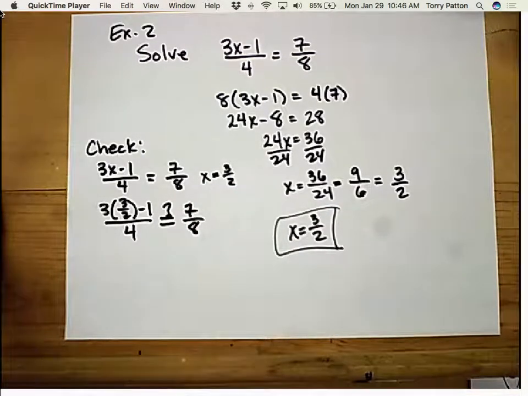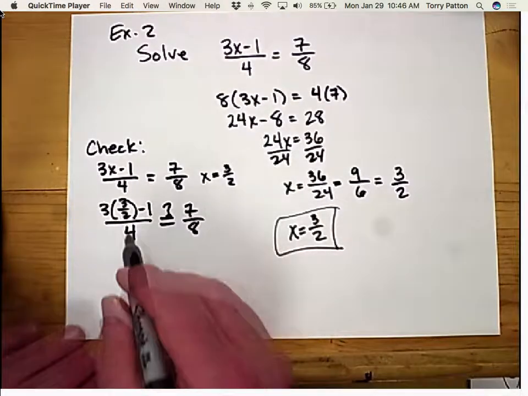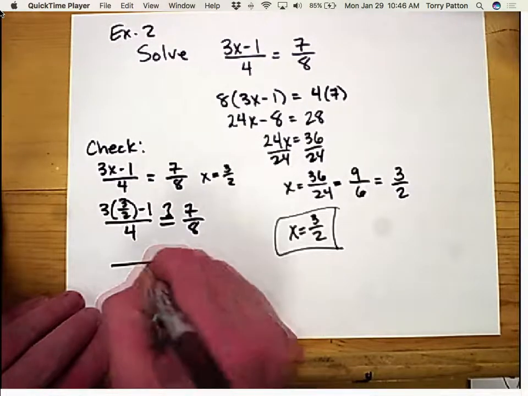Now, we're not going to cross multiply because you can only cross multiply if you know they're equal, right? We don't know that they are, so we're not going to cross multiply. We just need to simplify this side. So what is 3 times 3 halves?